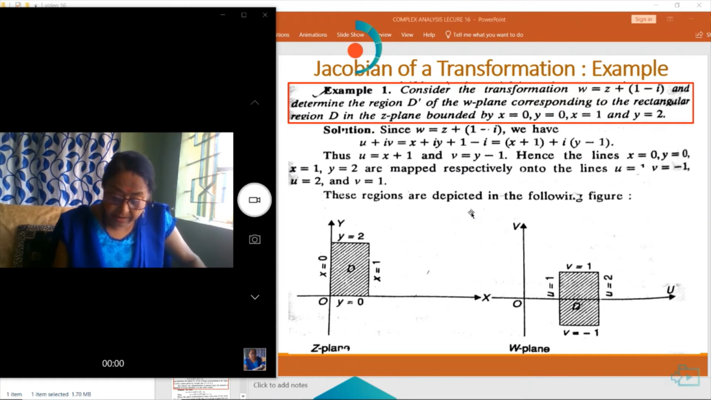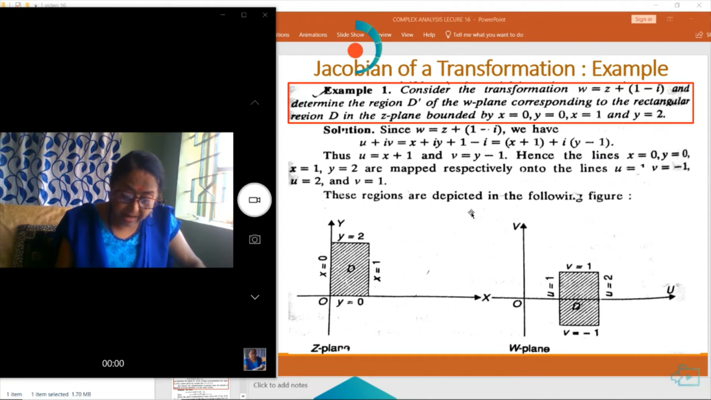In place of z, we write x plus iy, and then w is equal to u plus iv. So u plus iv is equal to x plus iy in place of z, plus 1 minus i, which can be written as (x plus 1) plus i(y minus 1). So the real part becomes x plus 1. When the real and imaginary parts are equated, we get u is equal to x plus 1 and v is equal to y minus 1.